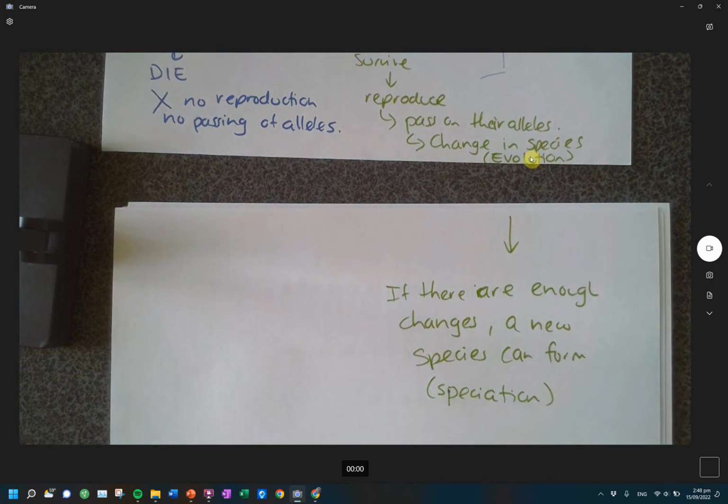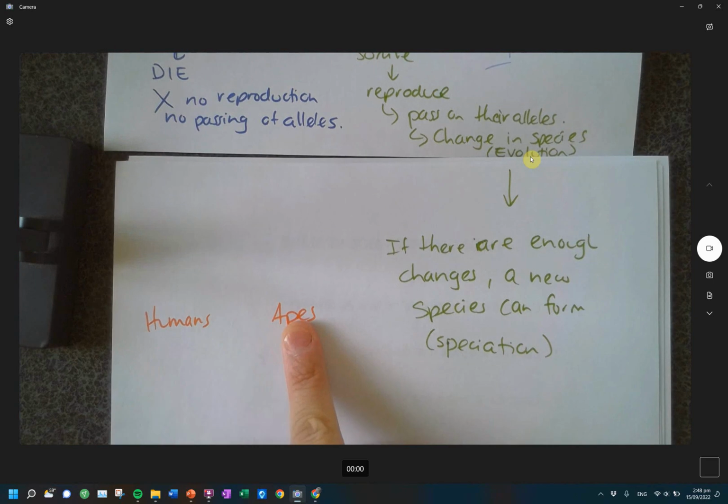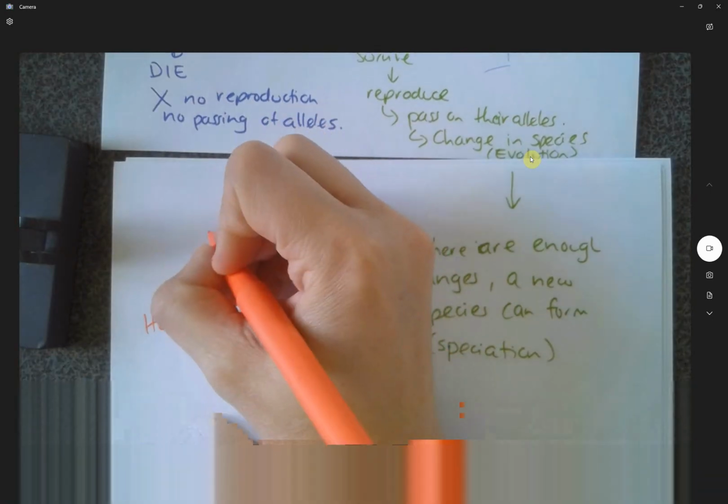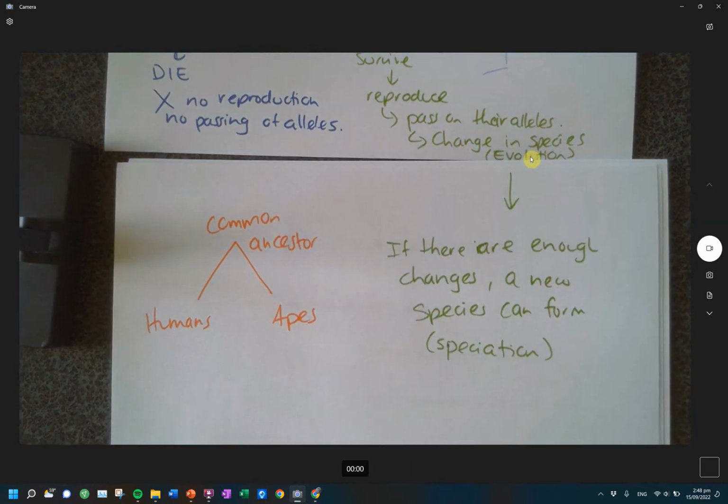The example that you probably hear a lot is about monkeys and humans and our relationship with monkeys. This speciation is what caused the monkeys and us to branch apart from each other. Actually, apes are a better example, since apes are more commonly related to us. So we have humans and we have apes. Now, we did not evolve from apes. Apes are not the older version of humans, but the link is that we had a common ancestor. Then through this process of evolution and speciation, we ended up as two different species that can no longer intermix. So that's speciation.